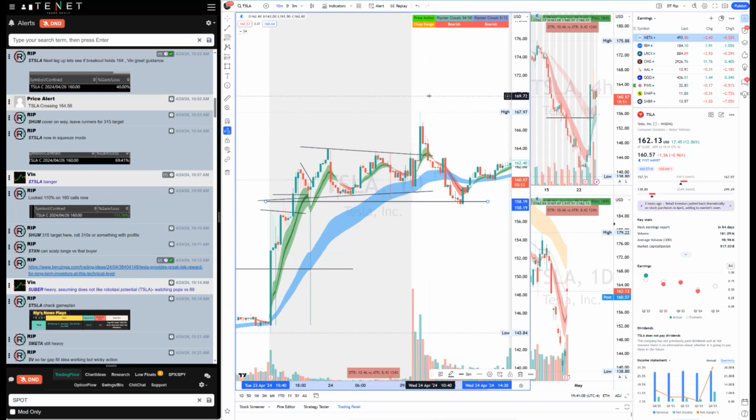Buy 158, sell tops, short 164 break, cover 158s, then buy 158s again, sell 162s. All day you could have traded this level. That is the beauty of support resistance, guys.